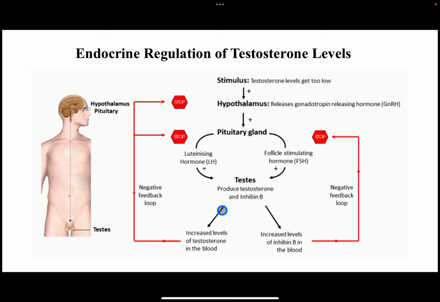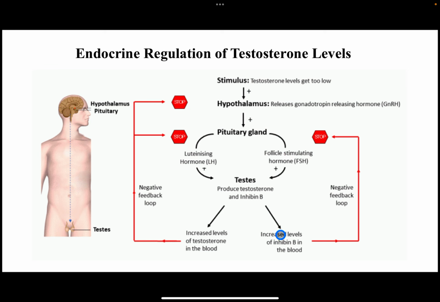Okay, so the increased level on the left side, the increased level of the testosterone would produce a negative feedback, which will go and signal the pituitary to stop producing the luteinizing hormone, so that we can have a balanced level of the hormone. At the same time, it can also rise to the top to go and stimulate the hypothalamus to stop producing or releasing the gonadotropin releasing hormone.